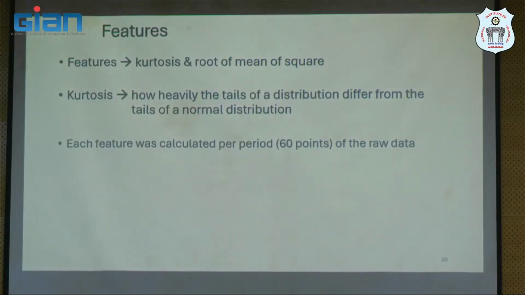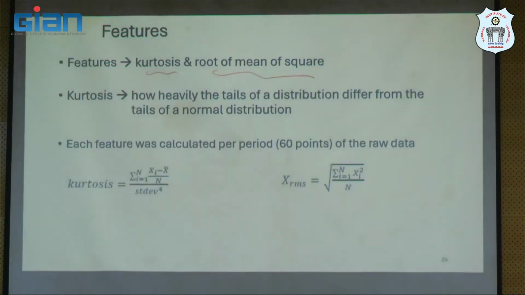Okay. Now RMS and kurtosis have to be calculated, so we used one period, one cycle of my wave, to calculate RMS. So I had 60 points out of the 54,000 points. I need to use 60 points to get one value of RMS. So these are the equations.